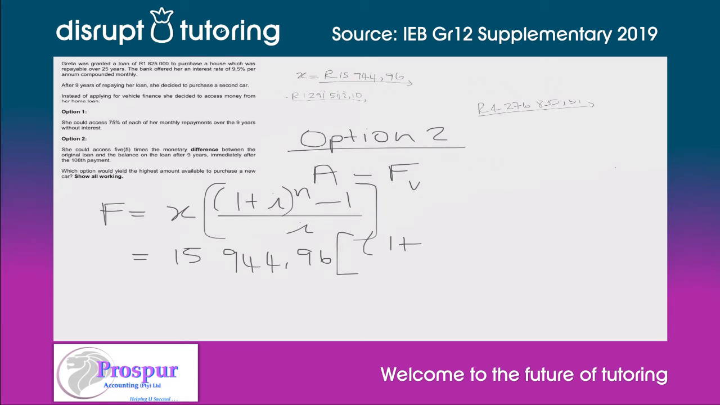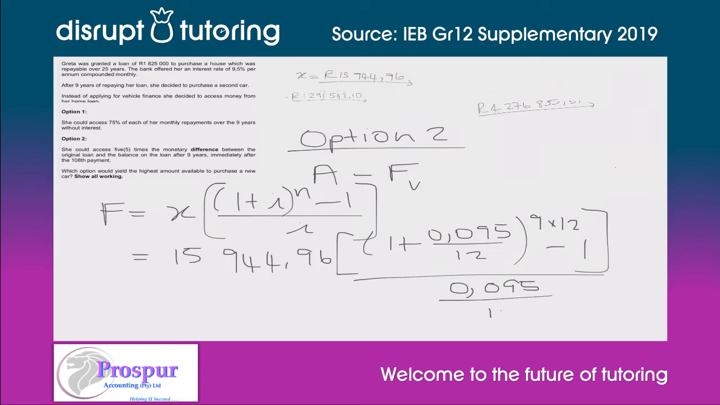We're going to plug in all our values here. 1 plus our interest rate, which is still 0.095, all over 12. Now the number of periods: remember it's 9 years she's been paying this, so it's 9 years times 12 months per year. And we're going to subtract 1, and that is going to be over our interest rate of 0.095 over 12.